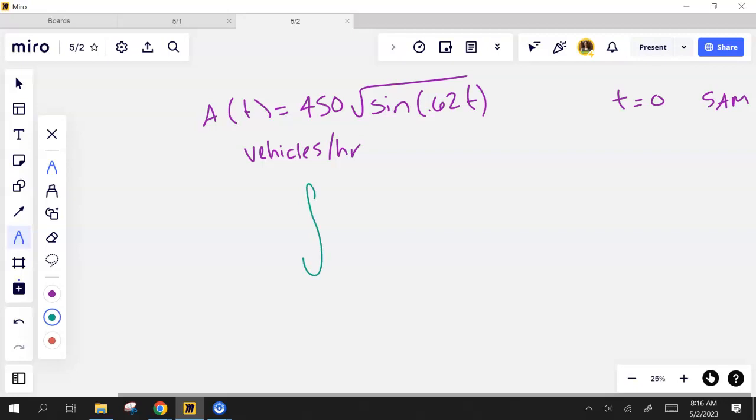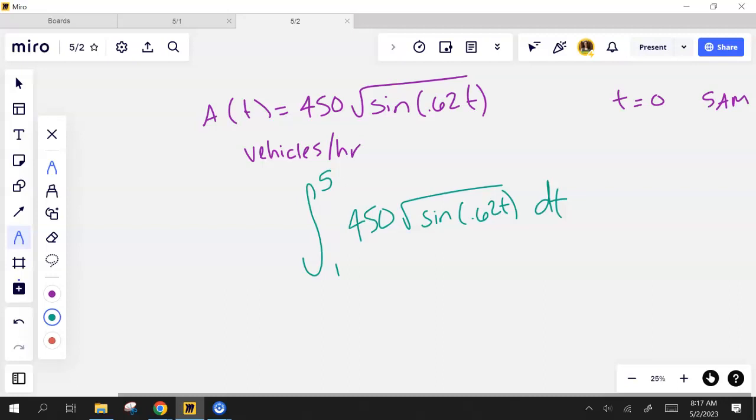It says write but do not evaluate. So I'm going to go from what to what? 1 to 5. And then I have my equation, 450 square root of sine 0.62t. You could just write A of t in here again. Don't forget that dt. I guarantee you wouldn't get points for that. All right, scoring guidelines here, that is 1 point. That's all you have to do. Wow, that was almost too easy.